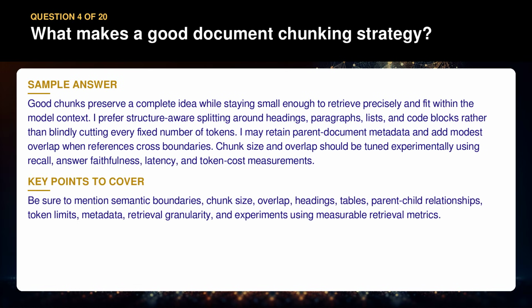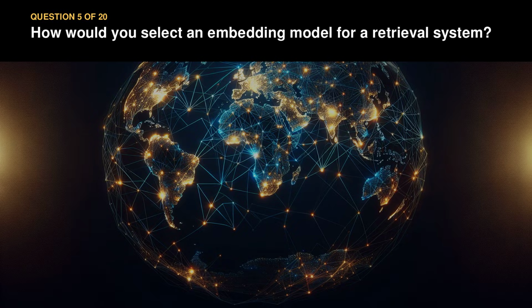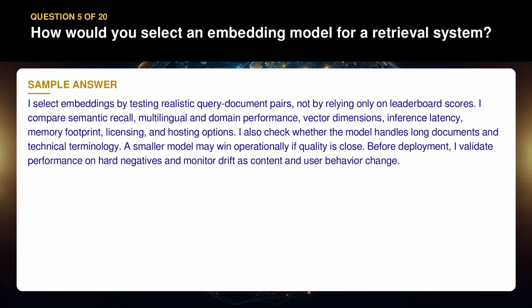Be sure to mention semantic boundaries, chunk size, overlap, headings, tables, parent-child relationships, token limits, metadata, retrieval granularity, and experiments using measurable retrieval metrics. Question 5. How would you select an embedding model for a retrieval system? I select embeddings by testing realistic query document pairs, not by relying only on leaderboard scores. I compare semantic recall, multilingual and domain performance, vector dimensions, inference latency, memory footprint, licensing, and hosting options.